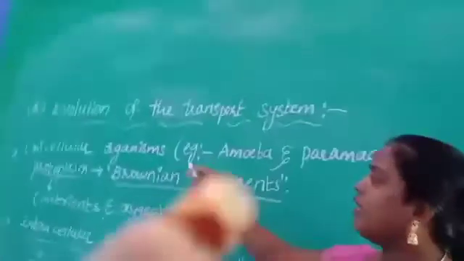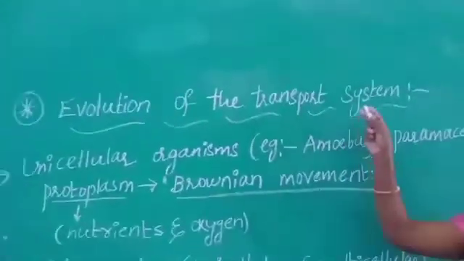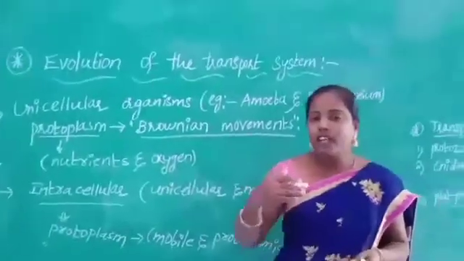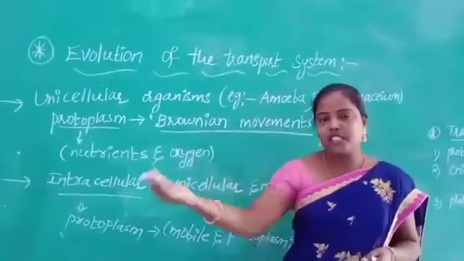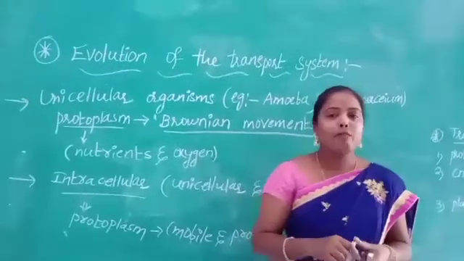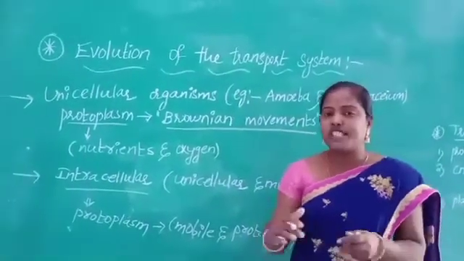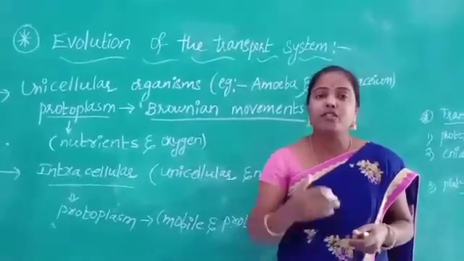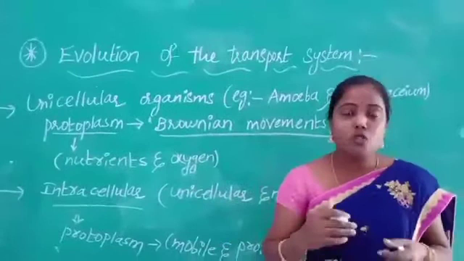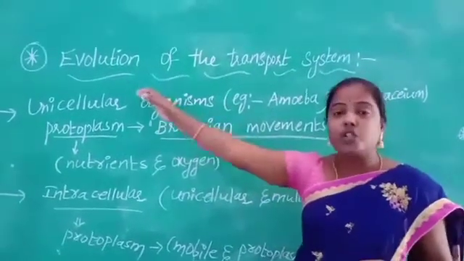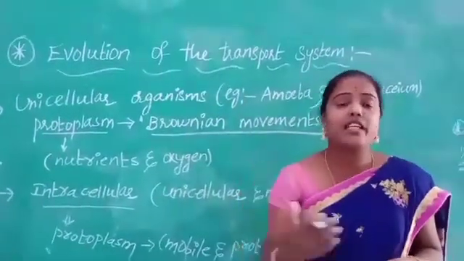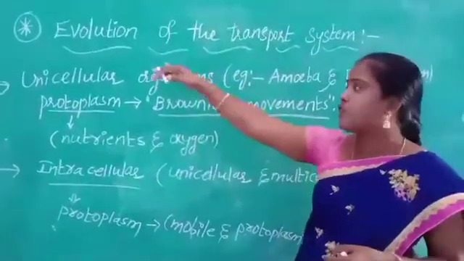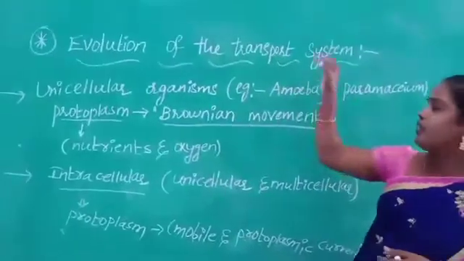What is our topic, Nana? Evolution of the transport system. Evolution means what, Nana? Changes. For example, a small baby travels on the land, but the adult human being walks on the ground. The changes and developments that take place in the process are called evolution. Okay, evolution of the transportation system.